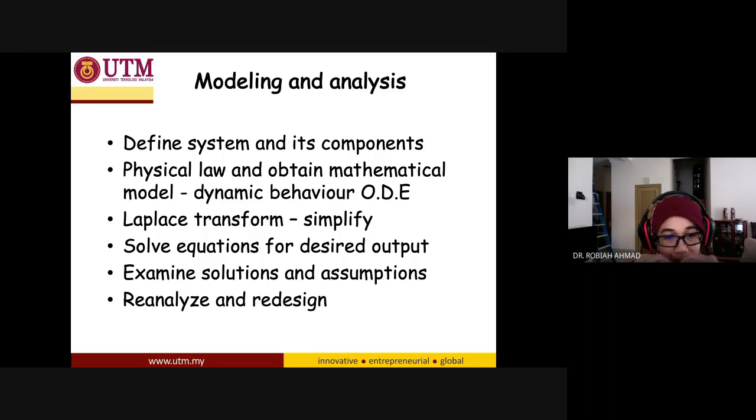Next, what you've been doing for the first half of the semester is the Laplace transform. The Laplace transform is to simplify your mathematical model describing your system. Then you solve and look at the output behavior after you do the inverse Laplace transform. So this is what you've been doing actually.